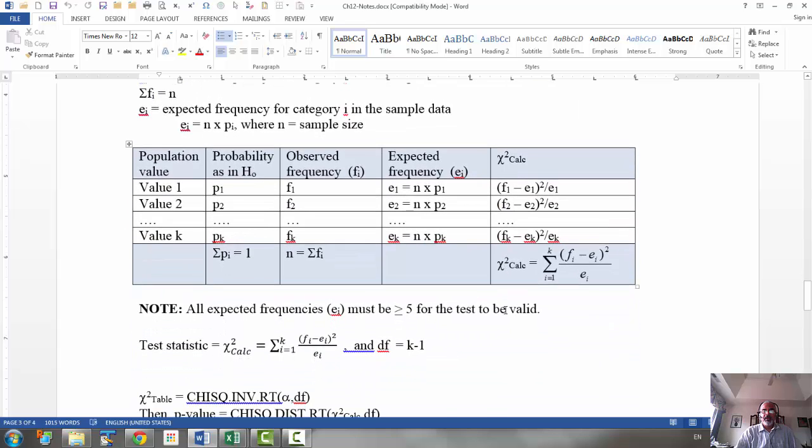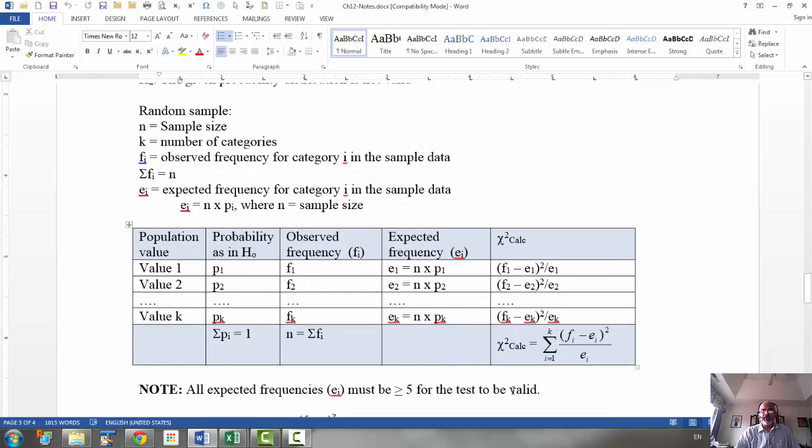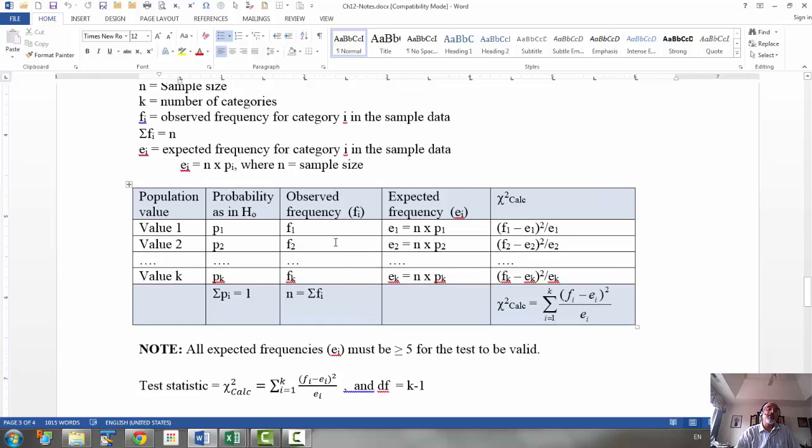Okay. Now the degrees of freedom here is k minus 1 in this case because we did not compute anything from the sample itself. So how many populations are there? Minus 1. That is the degrees of freedom.